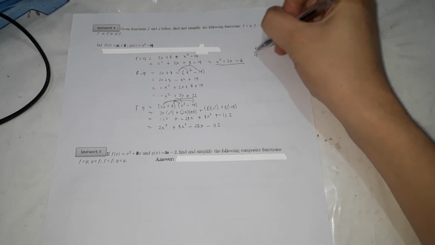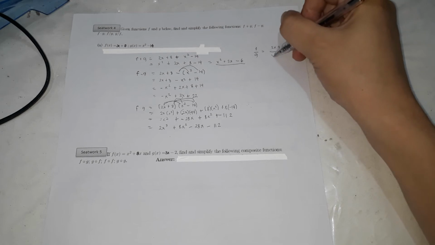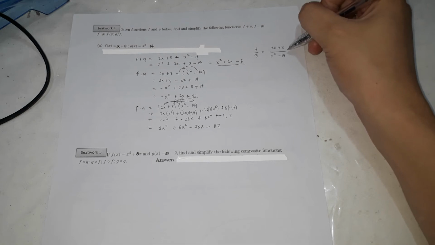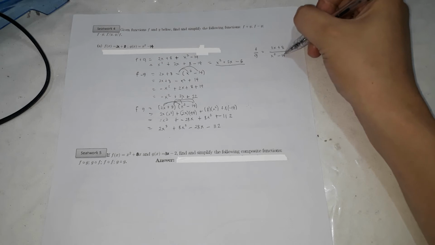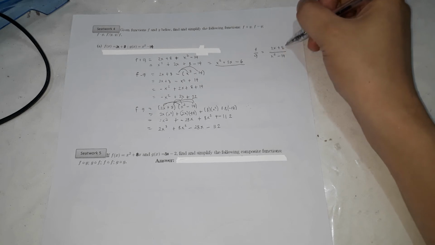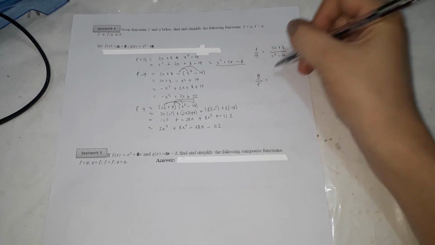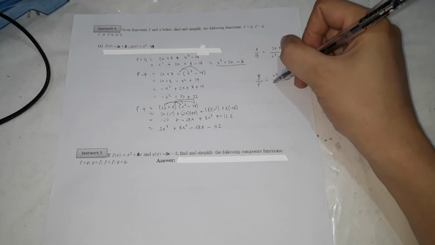f over g. So f over g is 2x plus 8 over x squared minus 14. If you can cancel, you can cancel them. But here you cannot cancel 8 and negative 14, because this is just one quantity, one term, one unit. Next, just flip it, since g over f comes first. So this is now the answer.